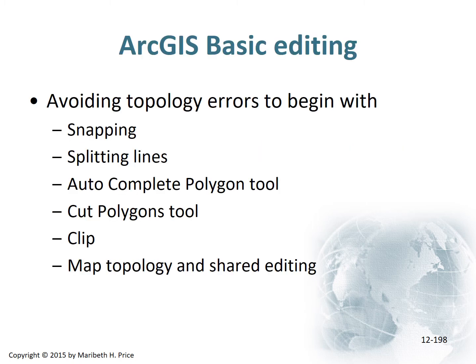Preventing topological error is difficult. It comes down to editing, and you want to be very good at it and very cautious and very deliberate. Take your time. You want to use snapping. You want to split lines. You want to auto-complete polygons. You want to cut polygons. And you want to clip. And then you want to use your map topology and shared editing to fix anything that doesn't take care of.